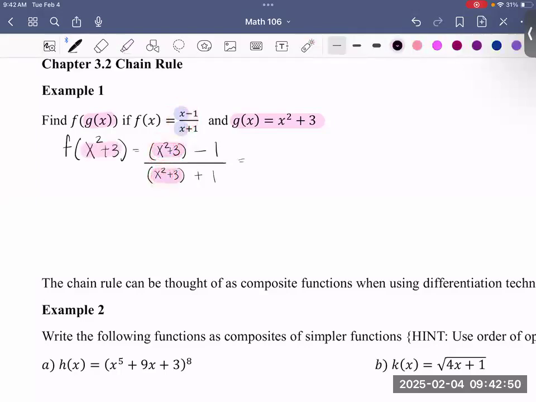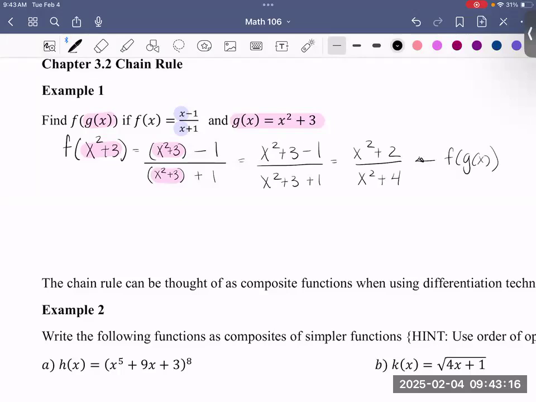Now we can go ahead and simplify. x squared plus 3 minus 1, x squared plus 3 plus 1. So we get x squared plus 2 over x squared plus 4. Now this is a composite function of f of g of x. So we have now composed these two functions.